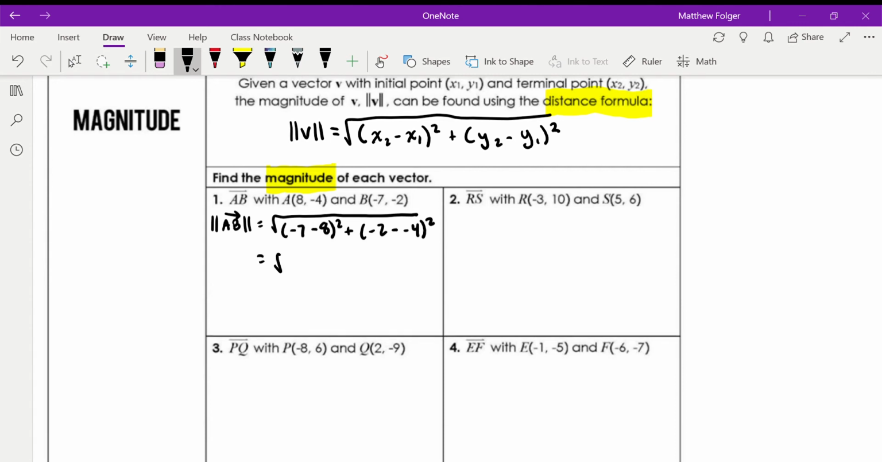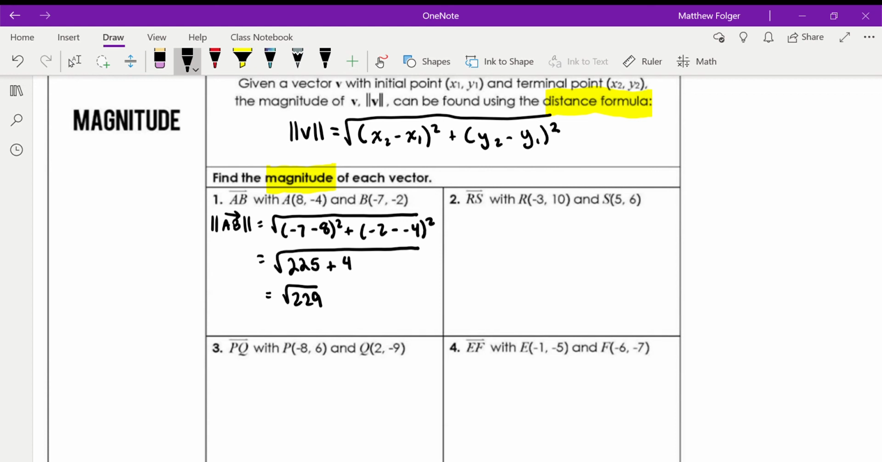So all you're going to be asked to do is just figure out what these things underneath here are. Well, negative 7 minus 8 is negative 15 squared. So what is 15 squared? 225, plus negative 2 plus 4 is 2 squared, plus 4, which ends up equaling square root of 229. So that is the magnitude.